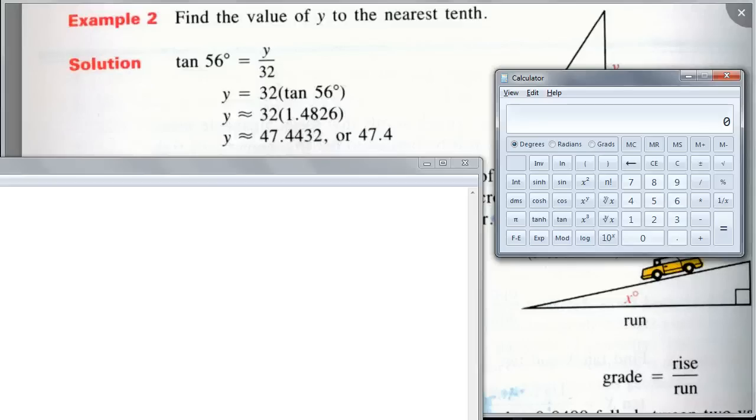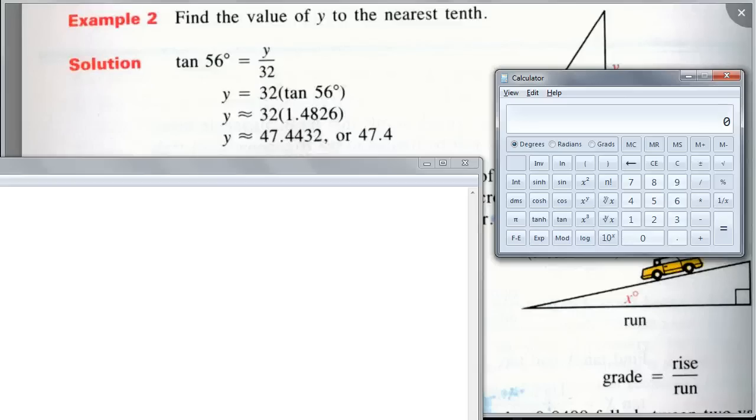Have you ever wondered what that tan means, or sin and cos? Those are the trigonometric ratios, so we'll learn those later. But you don't need to buy any calculators, guys. I'm just showing you how. I'm not requiring you to buy any calculators. As a matter of fact, I don't want you to buy those. Just take a look at it.